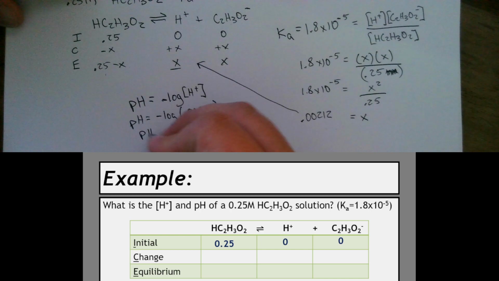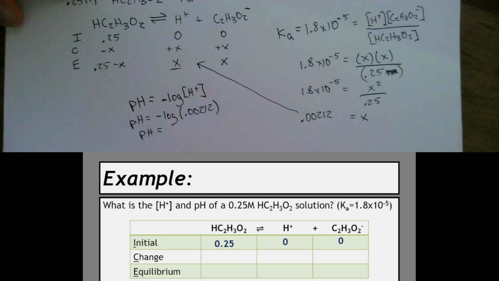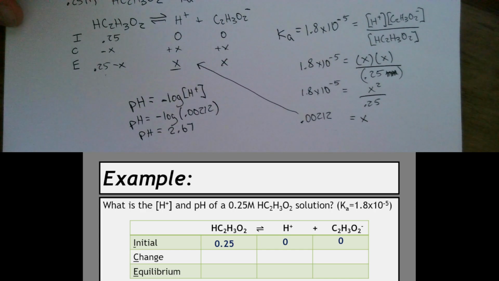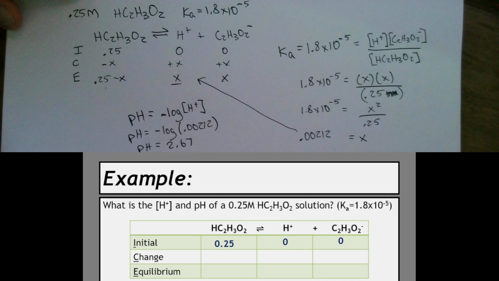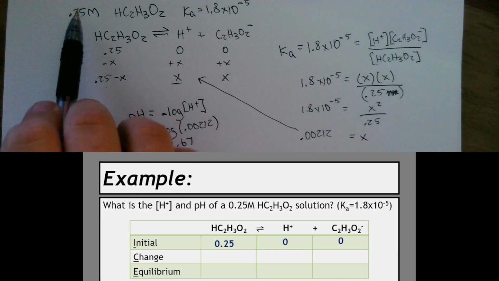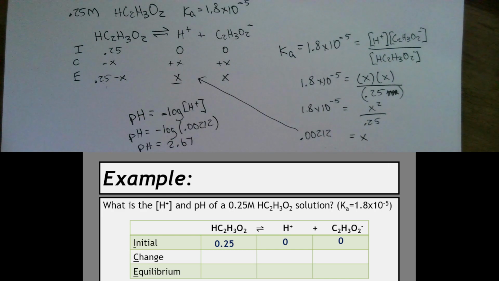Solve for pH. I get like 2.67 rounded. So this acetic acid is definitely an acid. It has a low pH, but not nearly as low as our strong acid of the same concentration. Okay, so that's how you calculate the pH of a weak acid.